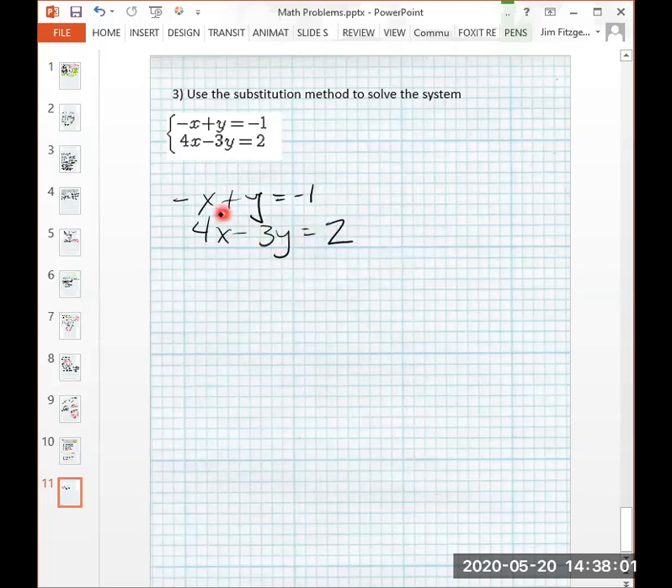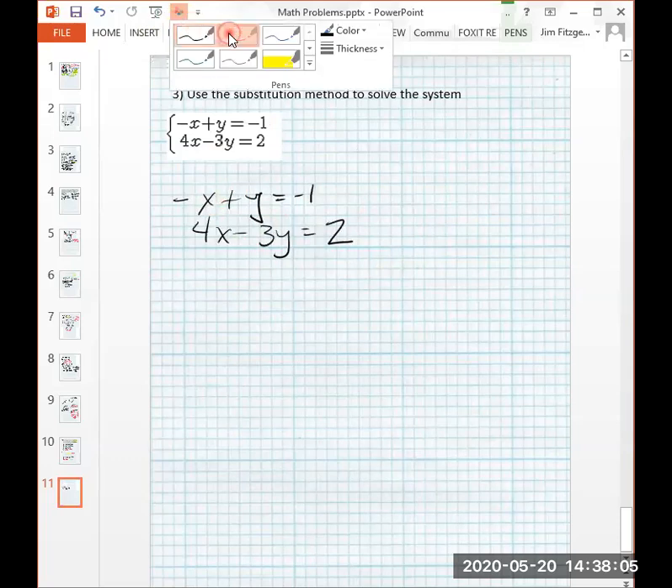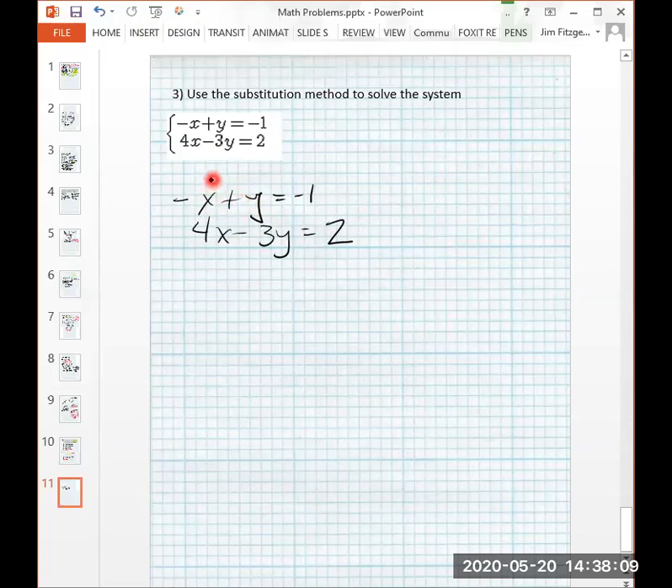So I'm going to take this first equation and rewrite it so that the y is all by itself. I'm going to add x to both sides, so I add x here and x here. That first equation now becomes y is equal to x minus 1. All right, so I've got that y all by itself, which is what I want.